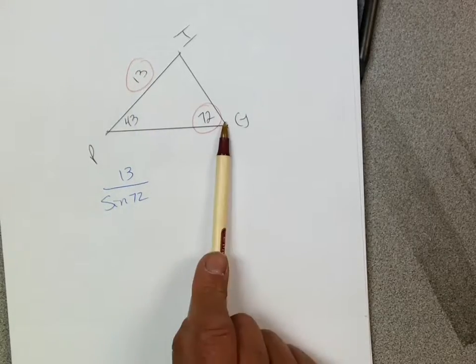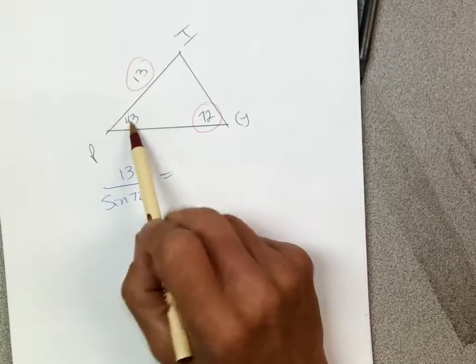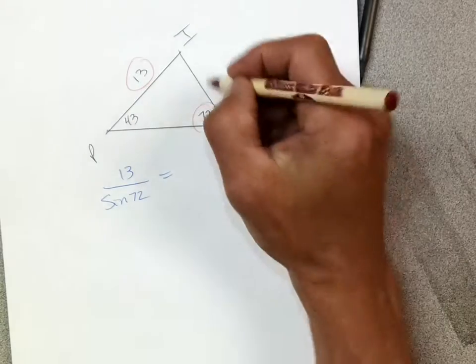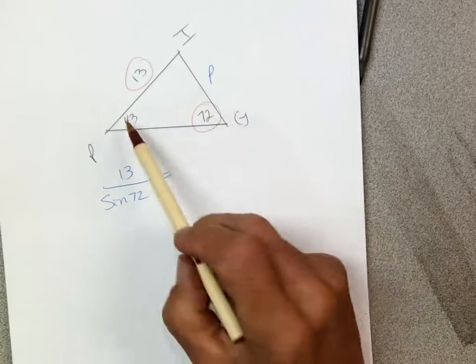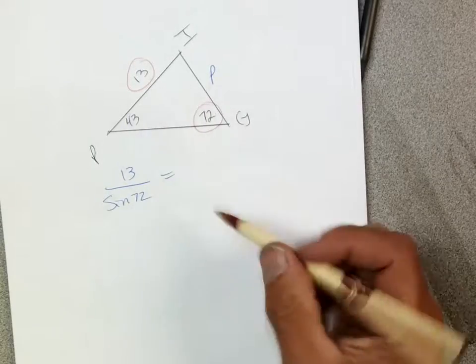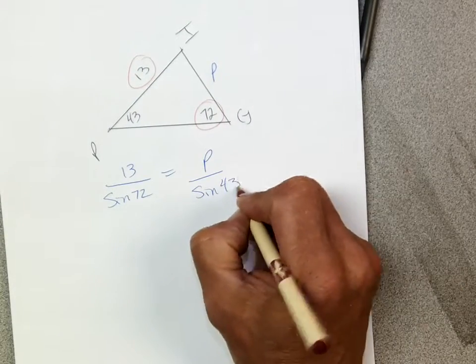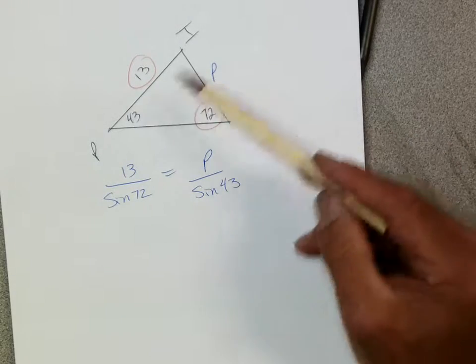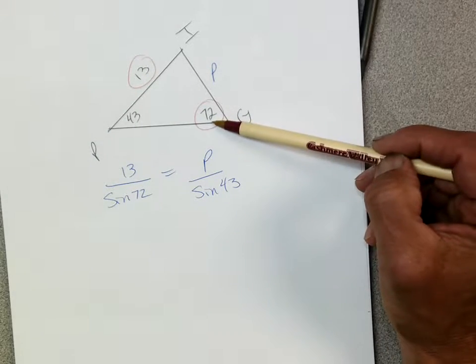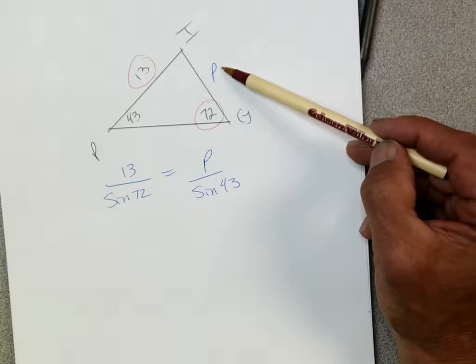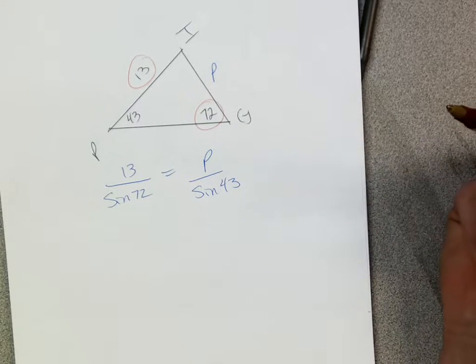13 over the sine of 72 equals, well, I've got this angle, right? How about this side, little p, right? It's all about opposites, right? So equals p over the sine of 43. So it's side over the sine of its opposite angle equals side over the sine of 72. Isn't that easy? Okay, now how do you solve it?